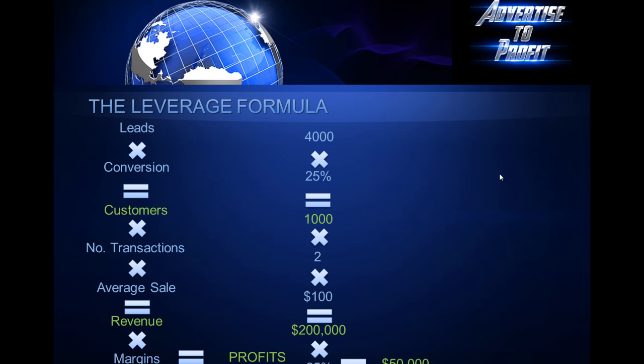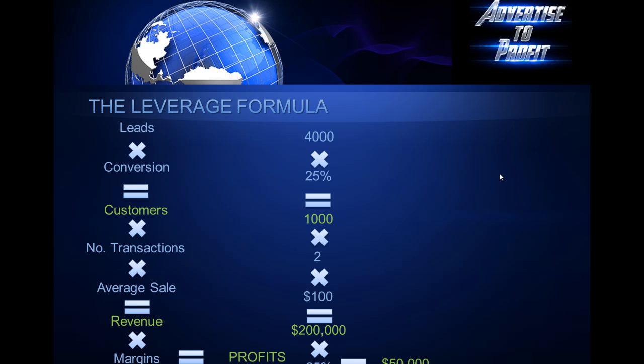Now, if we tweak some of these areas in blue, we can have a huge impact on the profits. So for example, if we were to increase every area by 10%, which is pretty easy to do, our profit isn't going to just be increased by 10%, because these are multiplied together. It's actually going to grow on more of an exponential curve. So let's have a look.